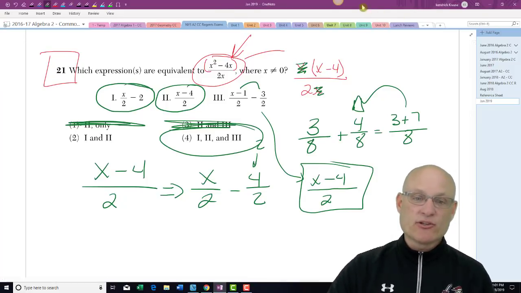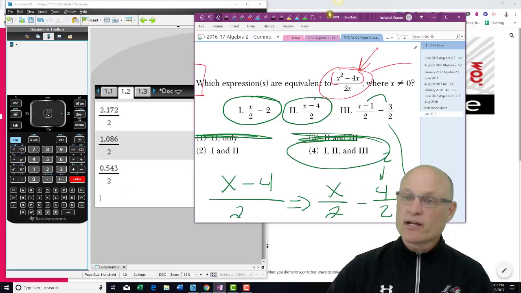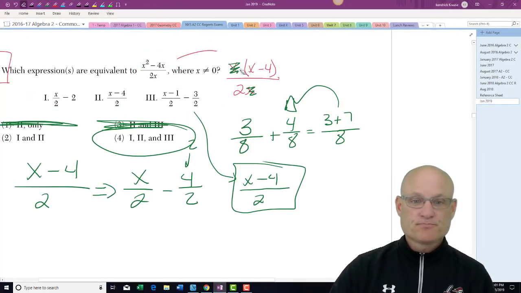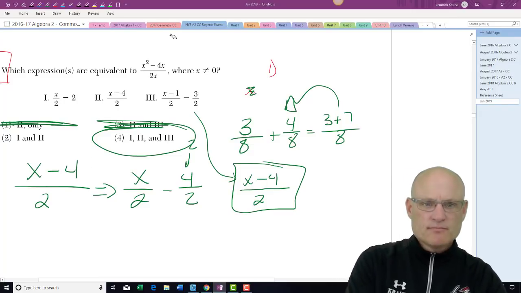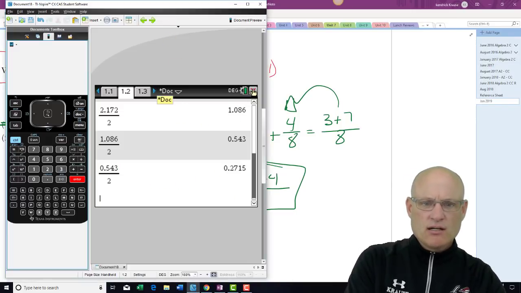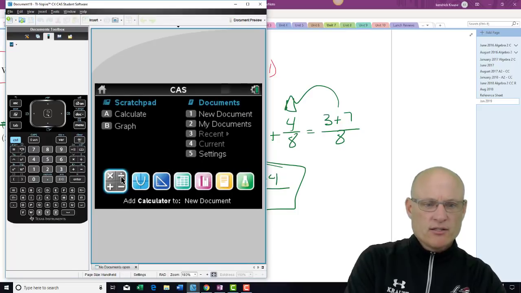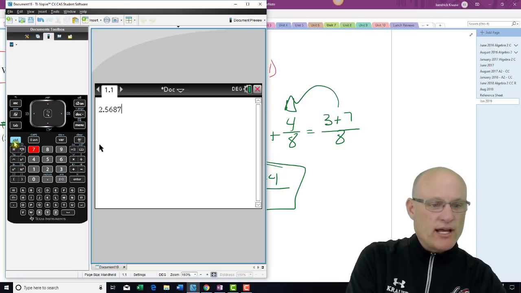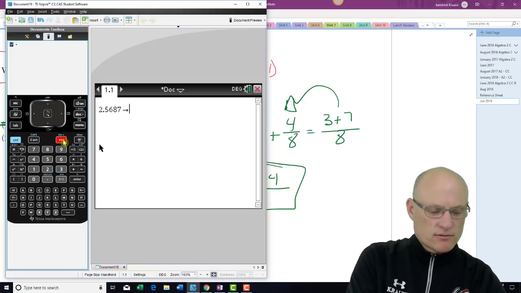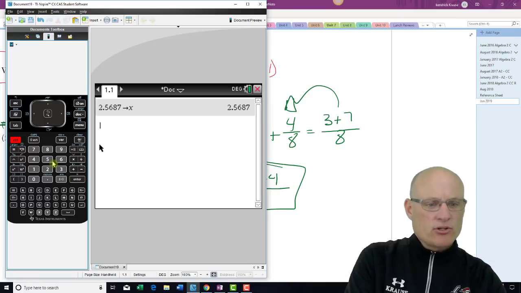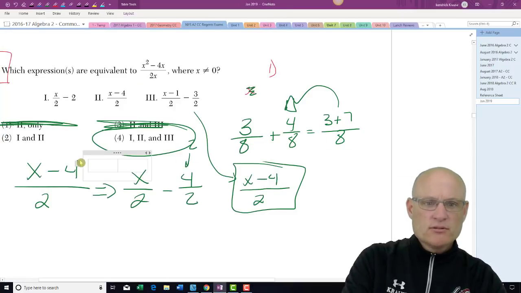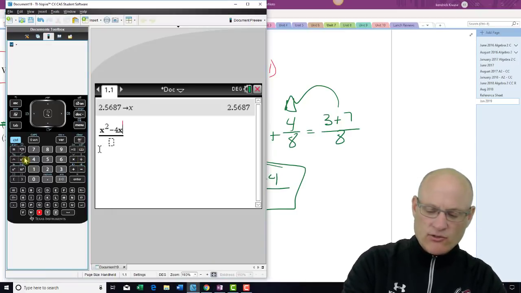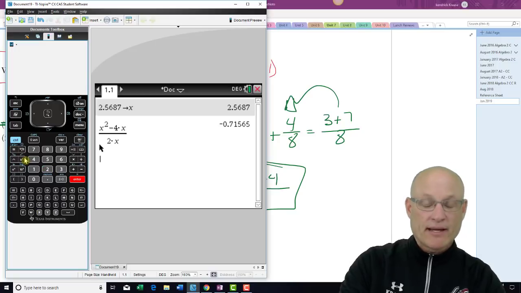Now let me show you how you do this on the day of the test. I'm going to show you how you do this on the day of the Regents. Check this one out. Let's clear. I got too much stored in there. I'm going to take 2.567887. I'm going to store this into X. Press enter. And then I'll do control division. X squared minus 4x all over 2x. Shabam, I get that number.